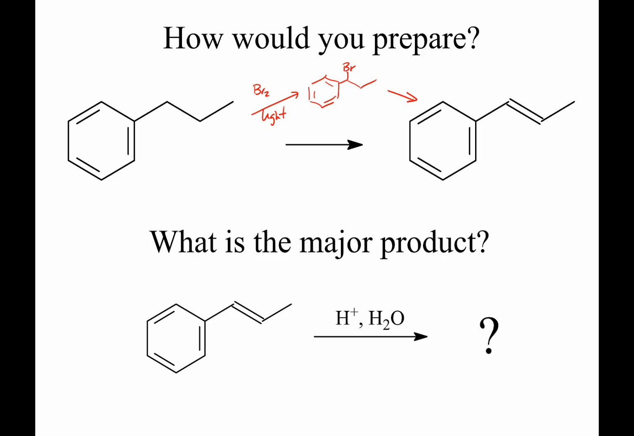E2 reaction. So what reagent would I use for an E2 reaction? NH2 minus? What else could I use? I could use tertiary butoxide. I'm going to write or tertiary butoxide.